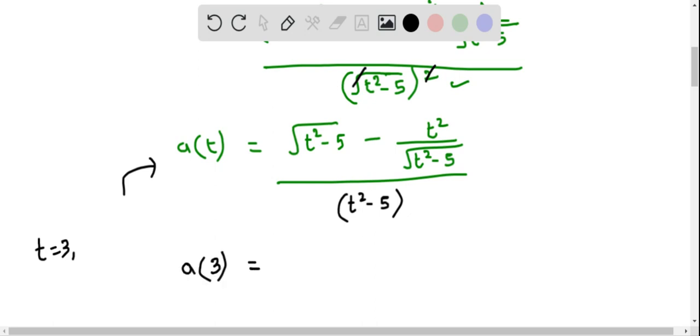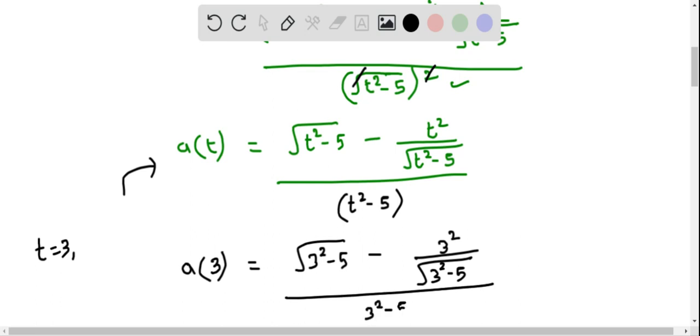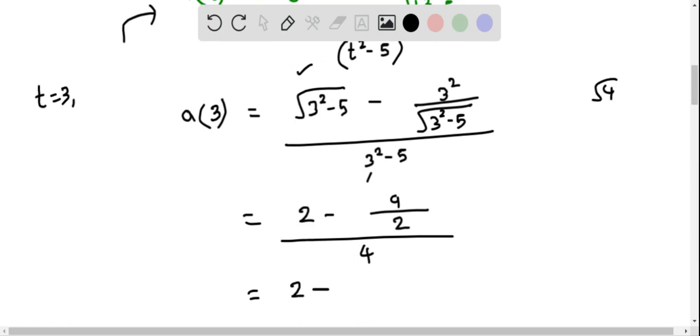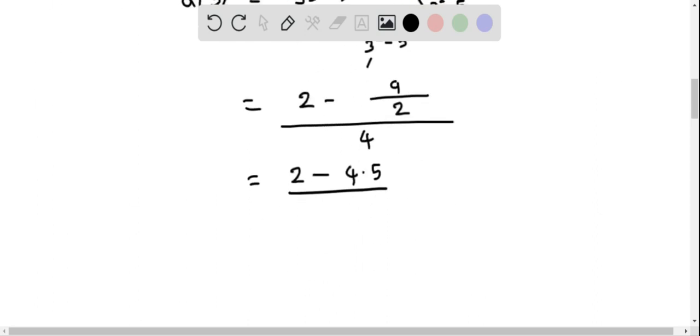So we get a of 3 equals the square root of 3 squared minus 5, minus 3 squared divided by the square root of 3 squared minus 5, and this is all over 3 squared minus 5. Let's evaluate this. The first term is the square root of 9 minus 5, which is the square root of 4, which is 2, minus 3 squared is 9, divided by the same expression, so it is 9 by 2, and this is all over 9 minus 5, which is 4. This is 2 minus 9 by 2, which is exactly 4.5. So it is 2 minus 4.5 divided by 4. We calculate this, and this gives negative 2.5 over 4.